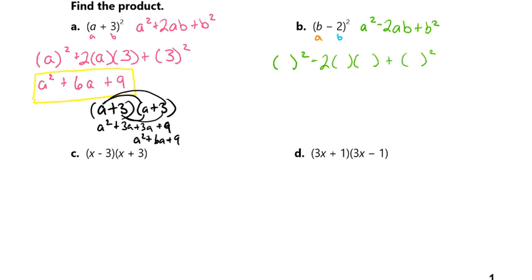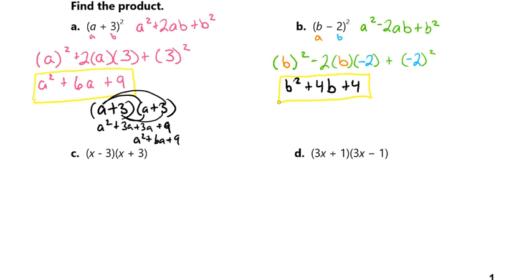So I put my a in the a spot, which is weird because it's the letter b, but that's okay. And then see, my b is the negative 2. So b squared is simply b squared, and negative 2 times negative 2 is a positive 4b, and then negative 2 squared is a positive 4. And it's written in standard form, and so that's going to be my final answer.